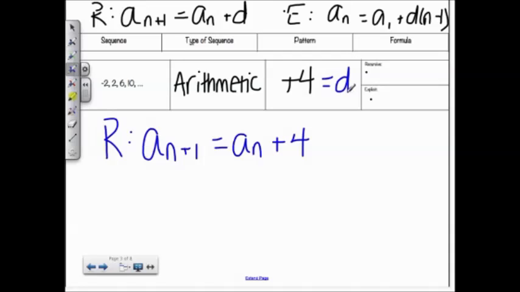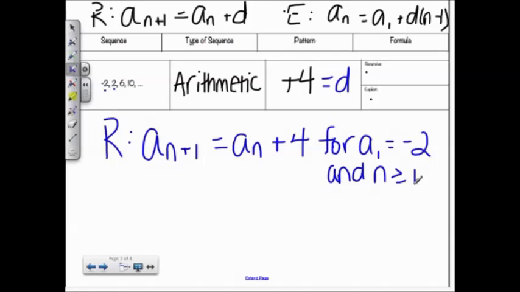Now this should make sense to you because to figure out the next term in your sequence, you take the term you're on and you add 4. So to figure out the second term of my sequence, I find out what the first term is, which is -2. I add 4 to it and I get 2. Okay, so this is my recursive formula, but I have to identify what a sub 1 is. So this is going to work for a sub 1 equals -2, and n is greater than or equal to 1.